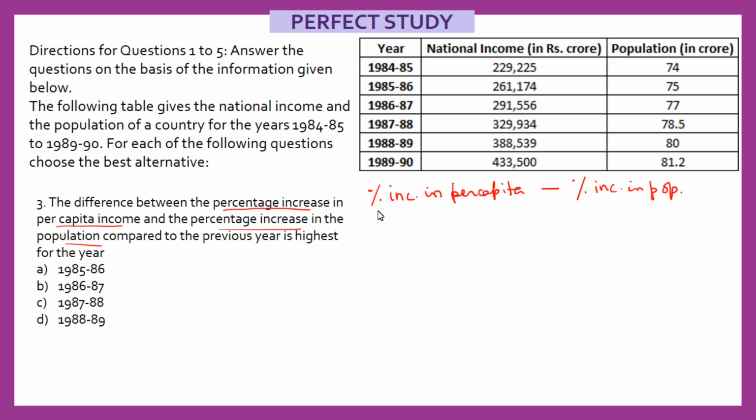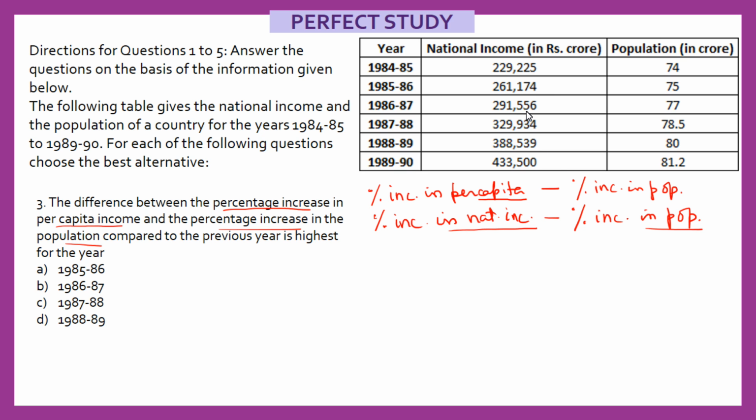Now if you remember in question number 1, for percentage increase in per capita income, we were actually not taking per capita, we were taking national income only, because we said that because the population is increasing at a steady rate, it will not have any great impact on the calculation of per capita. The things will almost remain same. So that's what I'm going to do here again. I will take percentage increase in national income, percentage increase in population.